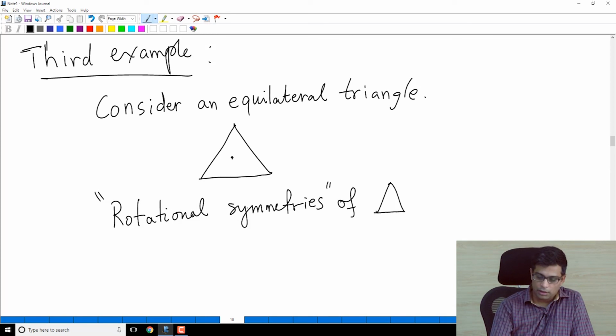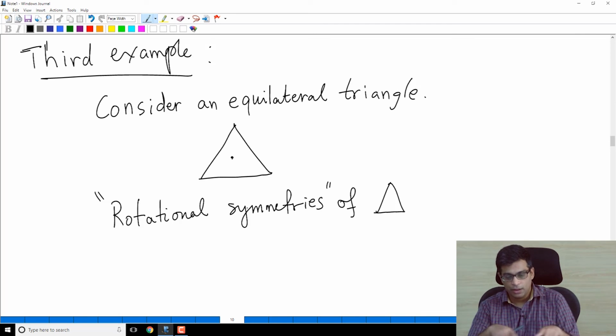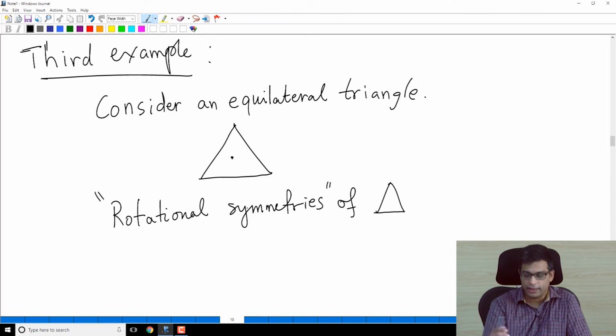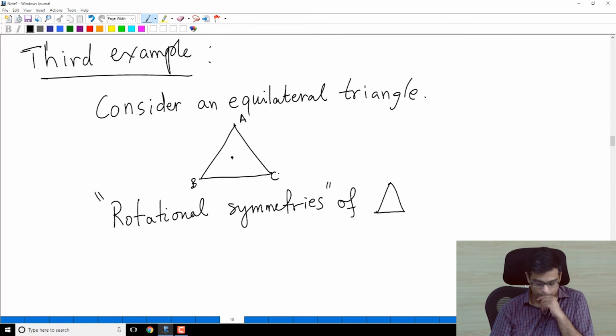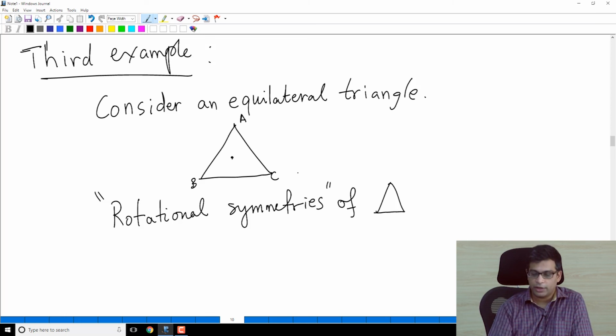A rotation is always determined by an angle. At home you can practice this by cutting out an equilateral triangle from a paper and just rotating it. Let us call the vertices A, B, C. If you rotate, what rotations preserve the triangle? This labeling is just for convenience, that is not part of the data of an equilateral triangle.